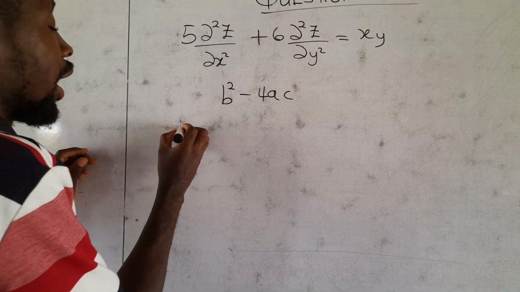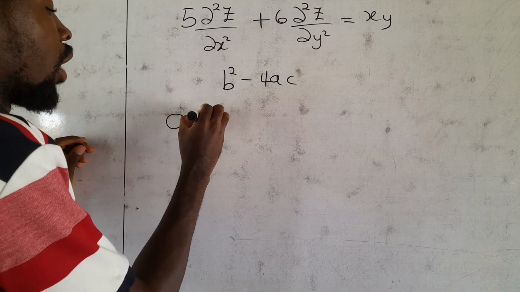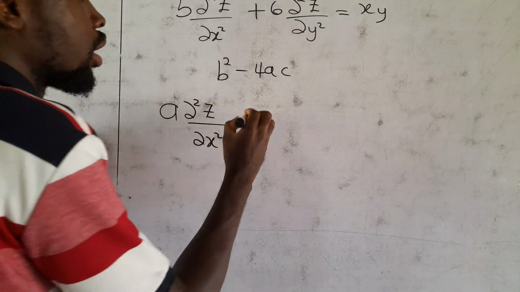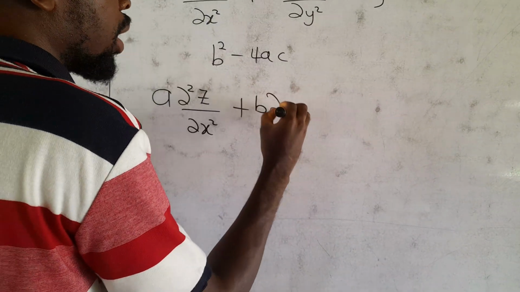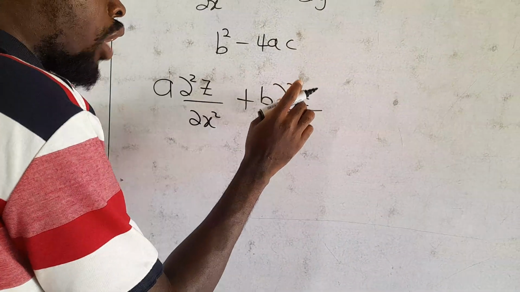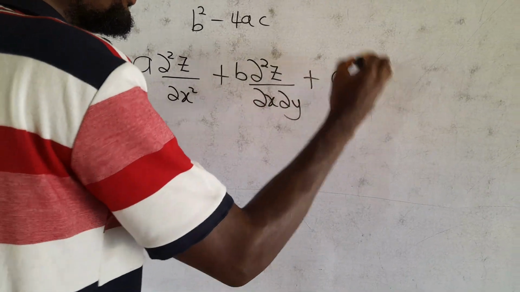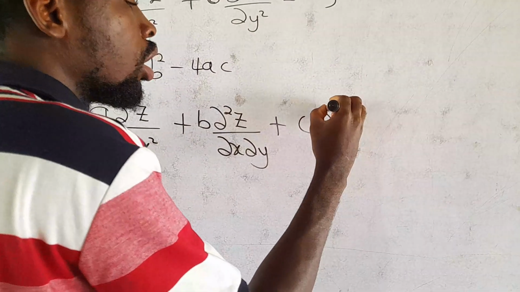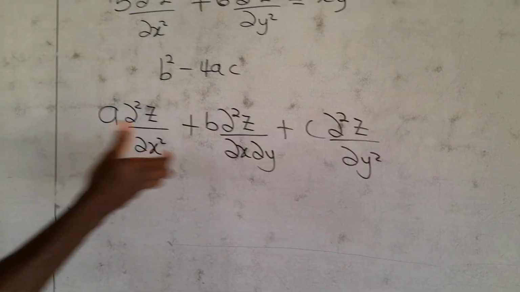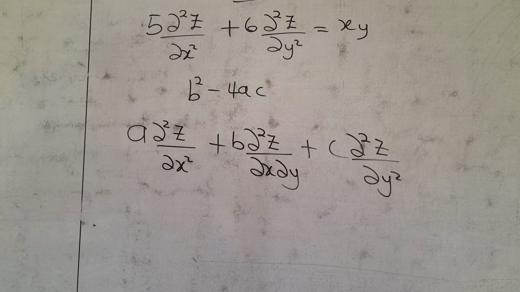We said that our a is the coefficient of the partial differentiation of the function, in this case z, with respect to x twice, and our b is the coefficient of the partial differentiation of the function z with respect to x, then with respect to y, and the c is the coefficient of the partial differentiation of the function z with respect to y twice. So we just locate the coefficient from our partial differential equations, then we substitute to see the end result.